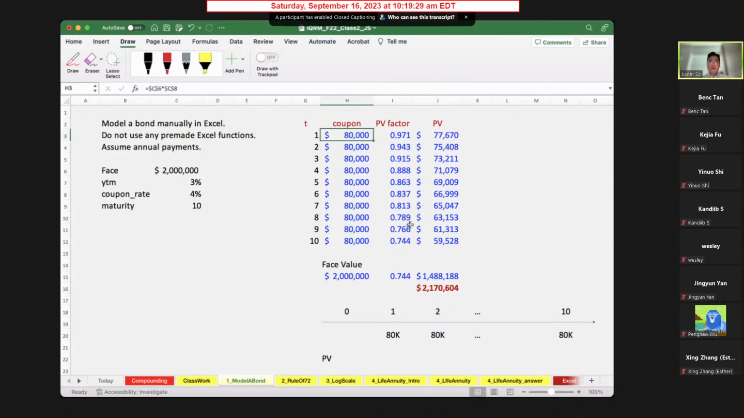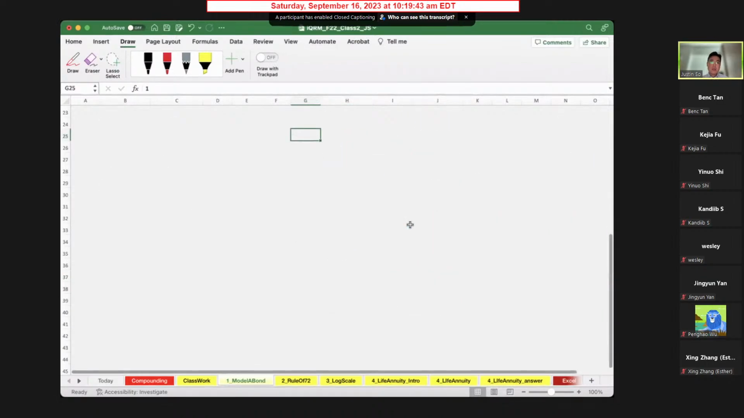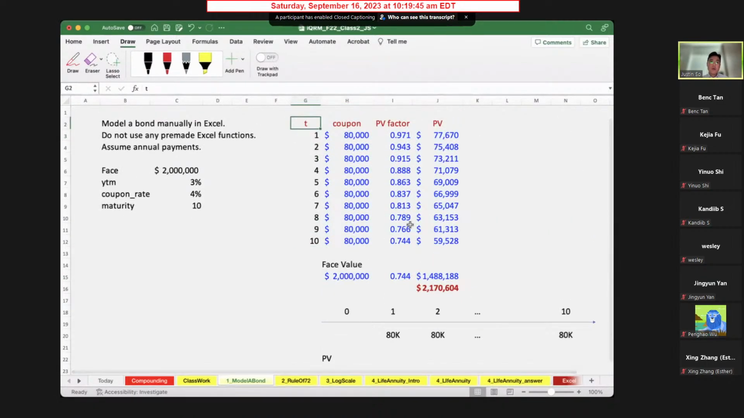This coupon amount is the same every year, but this is a nominal amount. It depends on the time. This value is different at that point in time, but we want to know the value right now at time 0. So you need to discount this amount using the present value factor or discount factor to get the present value.